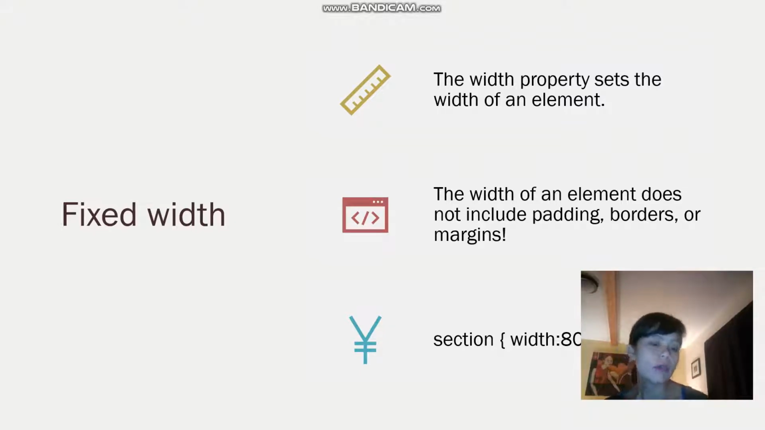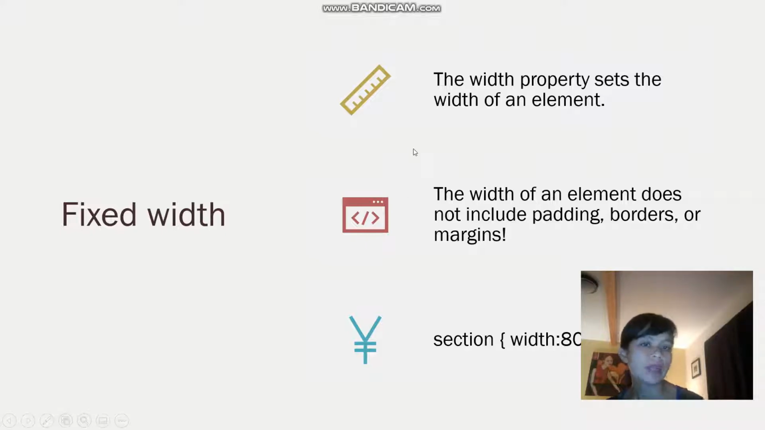So far we have used fixed width in our previous class exercise or activity. We used a fixed width where we told the width to be 800 pixels, right? In the previous PowerPoint, we learned about the box model where we have 800 pixels and then around it we have the padding, the border, and the margin. But all in all, the width is 800 pixels, which is a set width, a fixed width, okay?